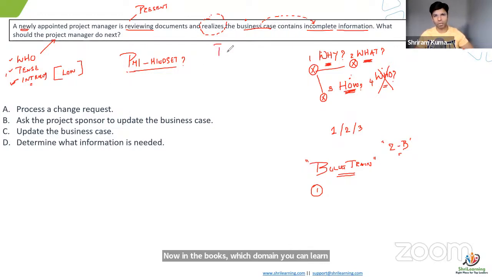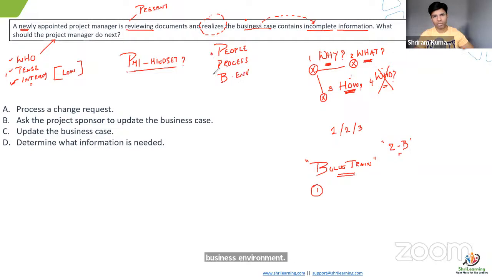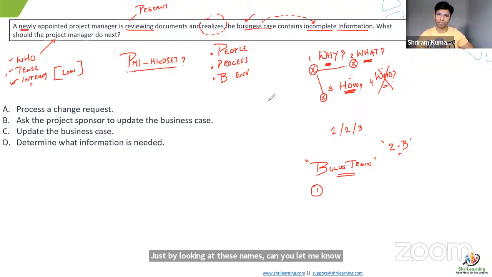In the PMP exam, you have three domains. One is people. What is the other domain? Process. What is the other domain? Business environment. Now, just by looking at these names, can you let me know which domain will cover the business case? Process.